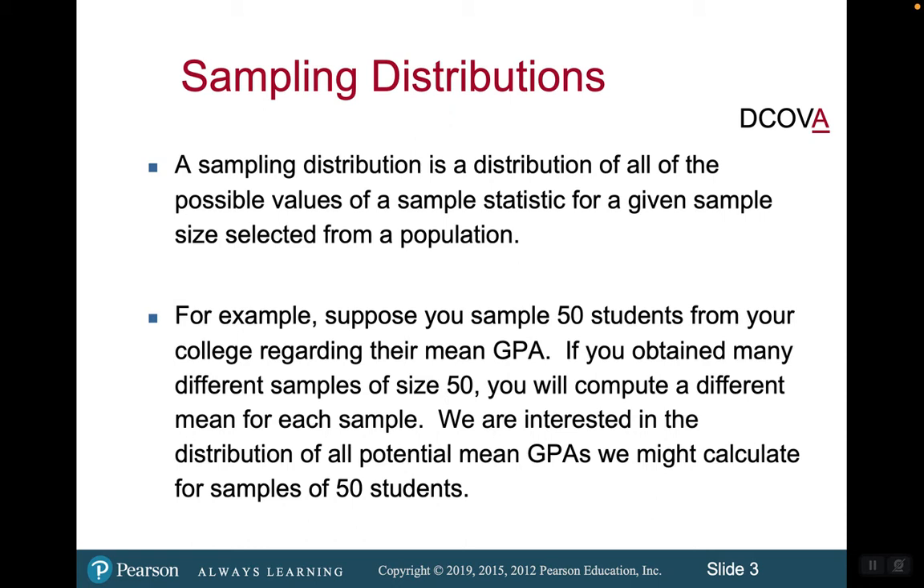So we'll say for example, we sample 50 students from a college around their mean GPA. Once you create many samples of size 50, we'll calculate a different sample mean for each. So what we're doing is we have a population and we're going to go at it multiple times, drawing different samples of a size, and then calculating the mean for each. All right, so we're interested in the distribution of all of the possible mean GPAs that we could calculate. So if we take all of those, how would that look in a distribution?